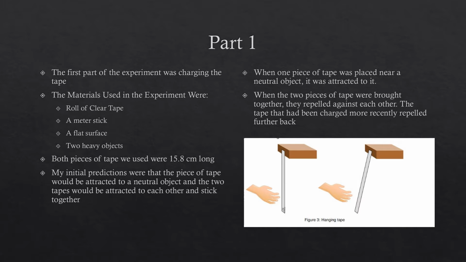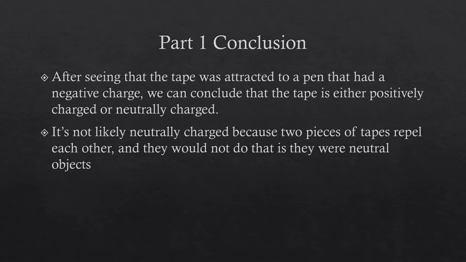In part 1, we charged a piece of tape and looked to see how it reacted with neutral objects and another piece of charged tape. My initial prediction was that the tape would be attracted to the neutral object and the tape would be attracted to itself. However, it was only attracted to the neutral object, and it repelled the other piece of charged tape because it had the same charge. So what we concluded from this first part was that the tape was positively charged, because we rubbed a pen against our hair, and that is negatively charged, and because the tape was attracted to it, the tape was positive. It was not neutral because two neutral things don't repel.